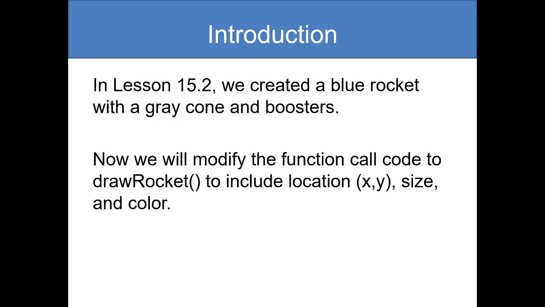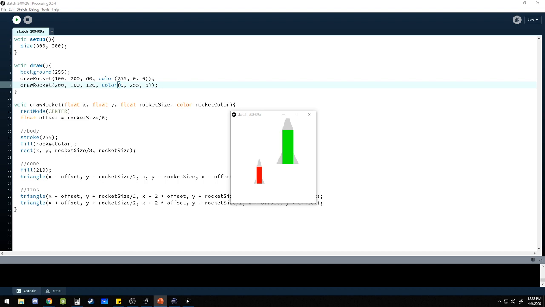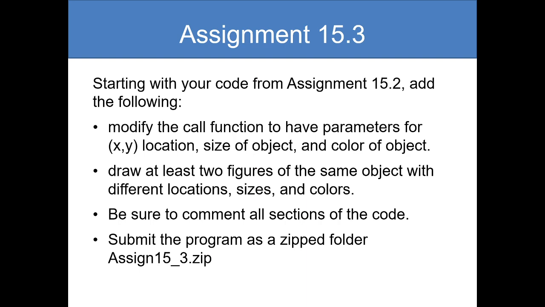Okay, so here's your plan, and here's what you're going for with this. For your assignment, from your 15.2, add the following. Modify it so that you can have parameters for your x, your y, the size, and the color. Draw at least 2 figures of the same object with different locations. Can you have more on there? Sure. But make sure that you have those different sizes, locations, and colors.